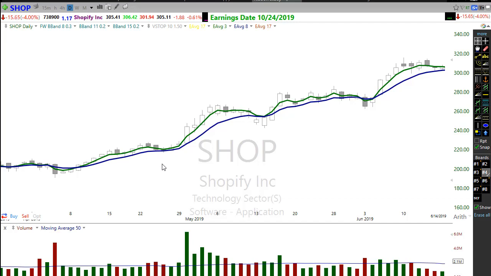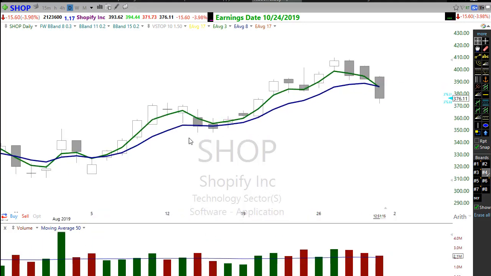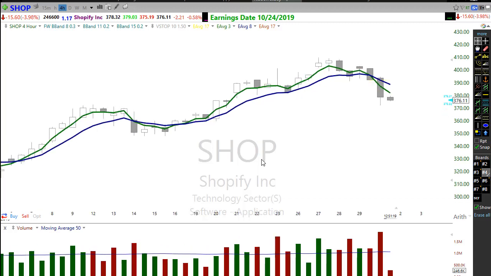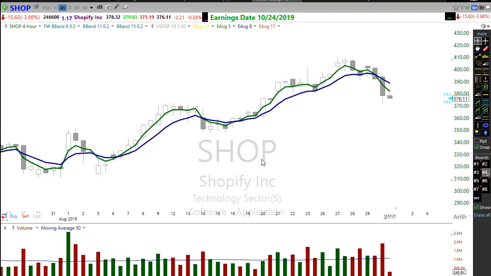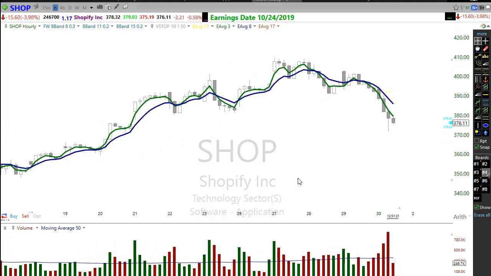Okay? Now here's the fun thing. This works for every time frame. Every single time frame. You take this chart, let's look at it on a 4-hour chart. If you want to be more of a shorter term trader, can you make money with this chart? Same chart, just shorter time frame. How about an hourly? Can you make money on this chart with the hourly?